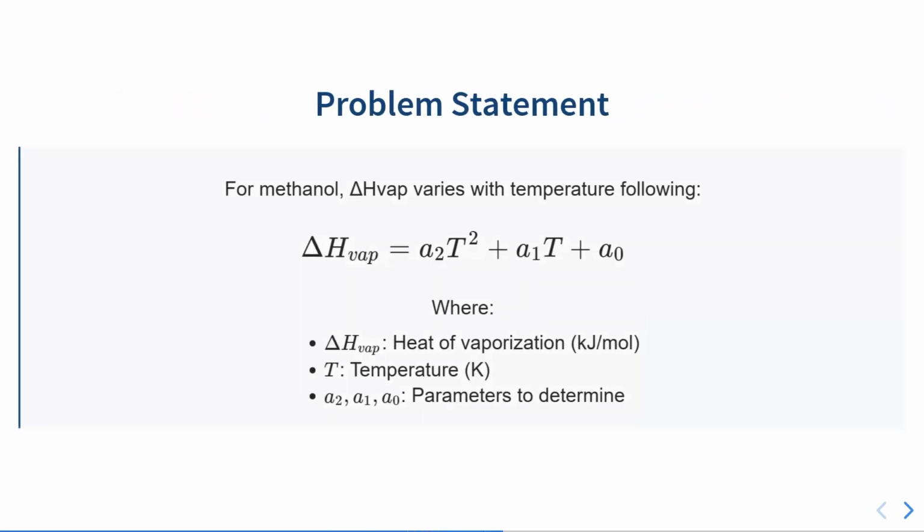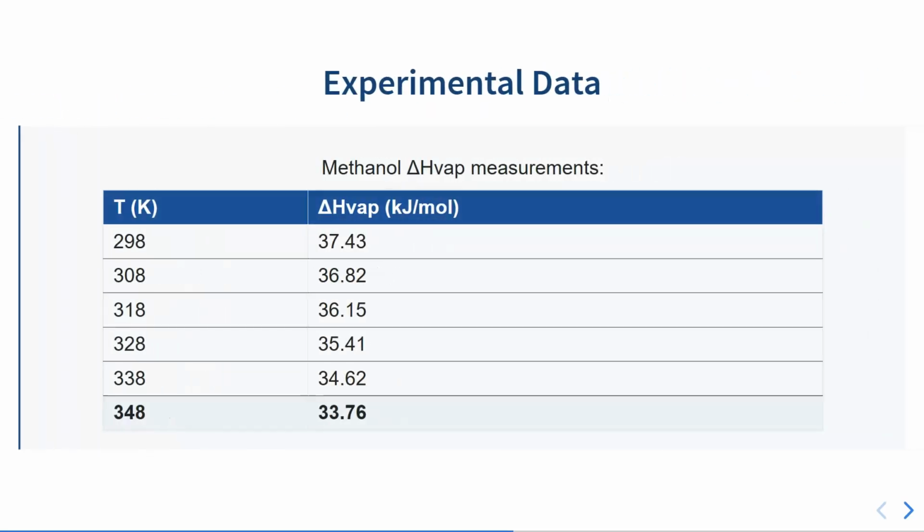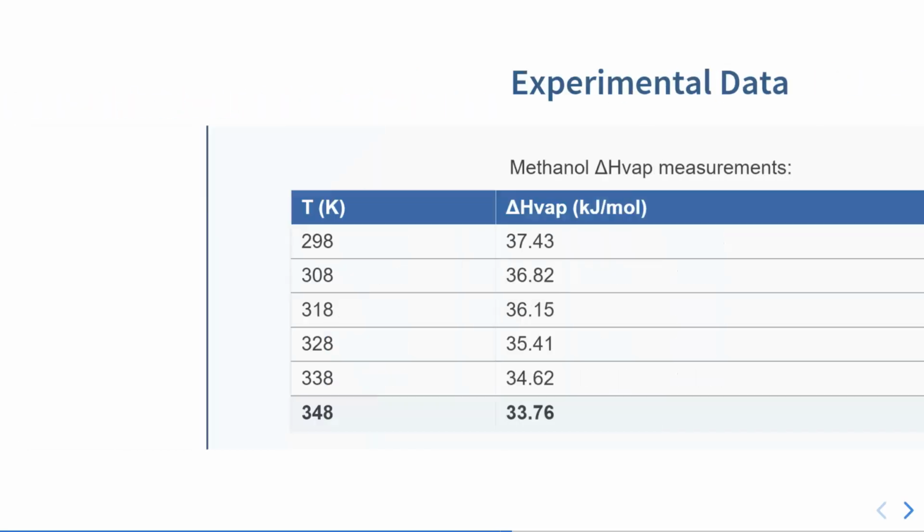Now here is my problem statement. For methanol, delH vapor varies with temperature as follows: delH vapor is equal to a2 T square plus a1 T plus a0. delH vapor is the heat of vaporization in kJ per mole, T is the temperature in K, and a2, a1, a0 are the parameters to determine. And here is the experimental data: different temperatures and the corresponding heat of vaporization of methanol. From that we have to calculate a2, a1 and a0.